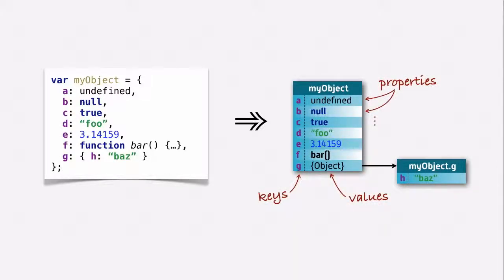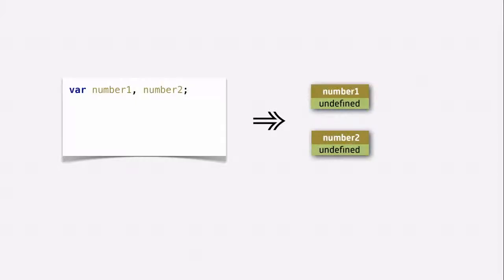An important thing to note about objects is that although primitives are passed by value, objects are passed by reference. Let's see what that means. So if we have two variables named number1 and number2, and we assign a value to number1, let's say 3.14, etc., and then we copy that variable into number2, those two values are not connected. So if we change number2, number1 is unaffected.